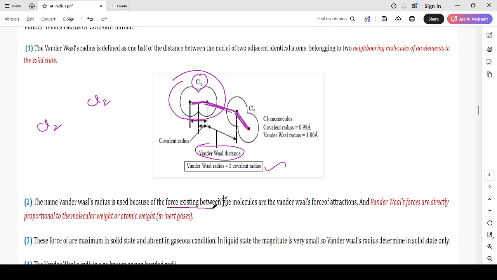The van der Waals radius is used because the force existing between the molecules is called the van der Waals force of attraction, the weakest force of attraction. Van der Waals forces are directly proportional to molecular weight or atomic weight with respect to inert gases. So if they are giving helium, neon, argon, krypton, and xenon, the van der Waals forces are maximum in this order.